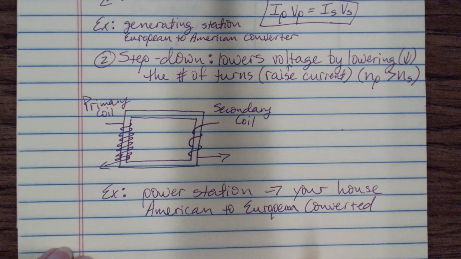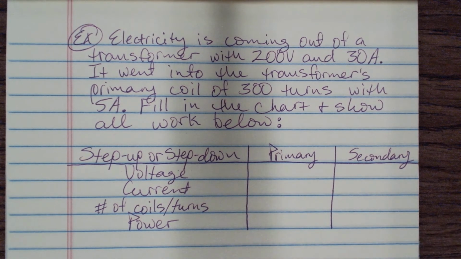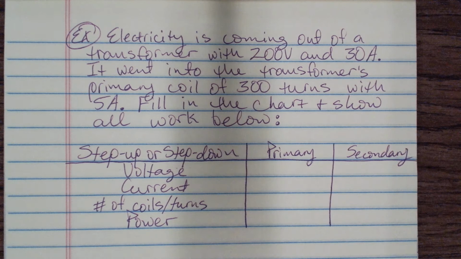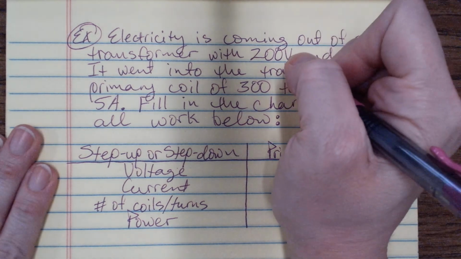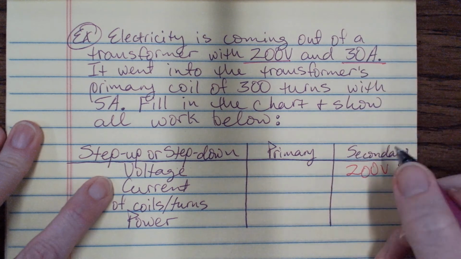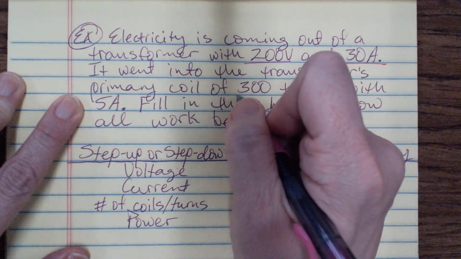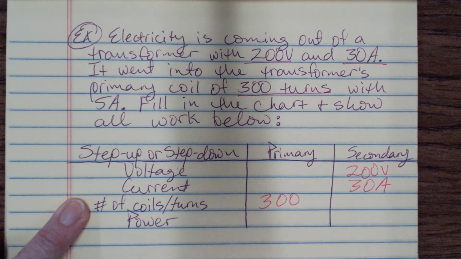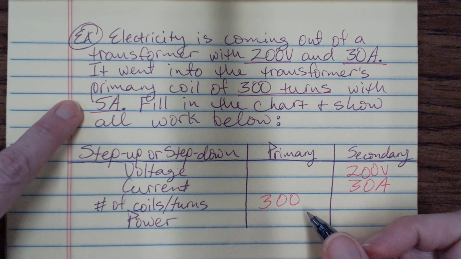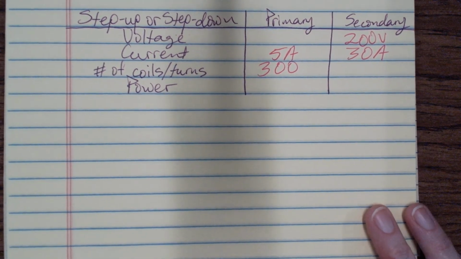Okay. All right, so let's do a little math with transformers using these equations. Okay, we're going to do a little math. Okay, so I made up a silly thing. Now this is very similar to your homework that you have tonight, okay? So you have electricity coming out of a transformer with 200 volts at 30 amps. So if it's coming out, that would be secondary, right? So your secondary voltage is 200 volts, and your secondary current is 30 amps. It went into the transformer's primary coil of 300 turns, okay? So my primary coil has 300 turns with 5 amps. So my primary current is 5 amps. And I want you to fill in the chart and show all work below. Okay, so I've filled in part of it, so now I just have to figure out the rest.